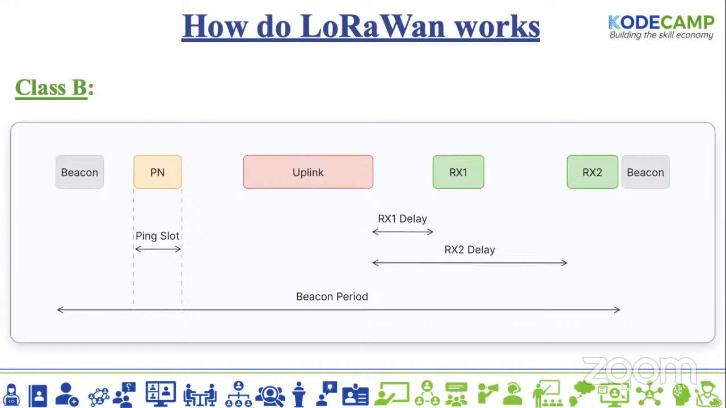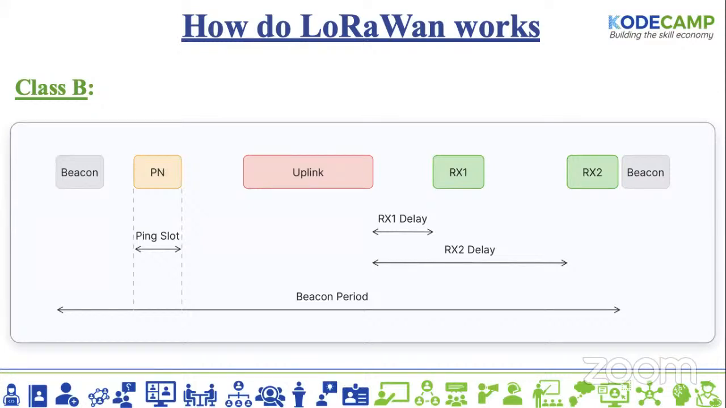Now this is because they are kind of reachable at pre-configuration, and they do not need to send an uplink to receive a downlink. Sometimes, because of the ping and the beacon, they don't necessarily need to send an uplink before they can receive a downlink.